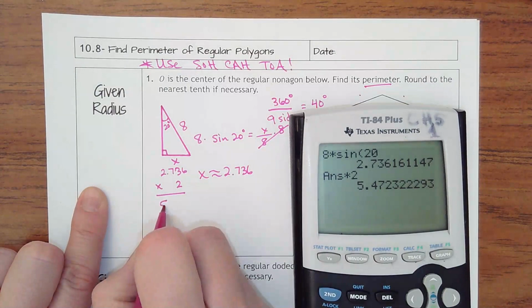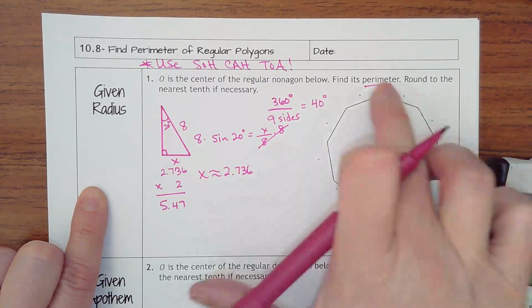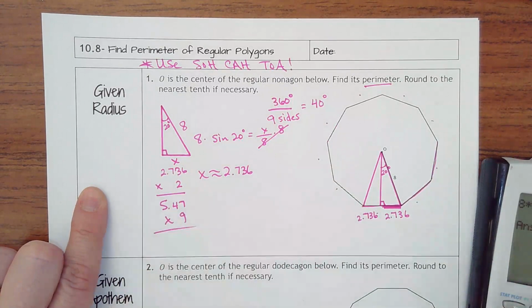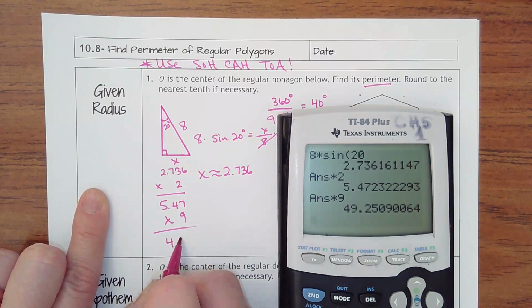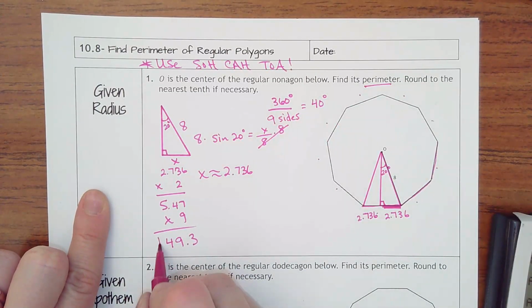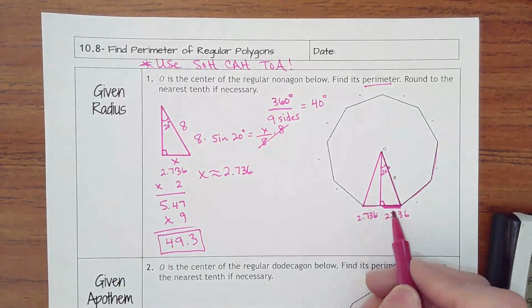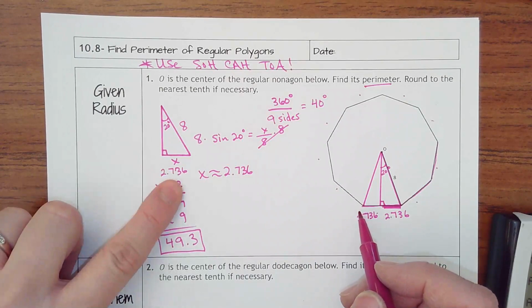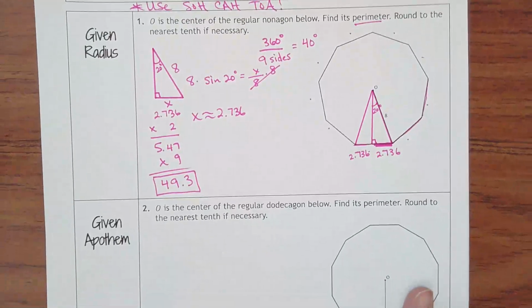And that's 5.47. And how many of those triangles did I have? 1, 2, 3, should have 9. So I'm going to take that times 9. So that would be 49.3 rounded to the nearest tenth. The other thing you could do is just know that, hey, 9, and I split it into 2. You could have just taken this number directly times 18. But that's it. All right, let's try another one.